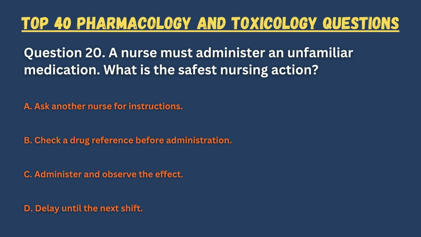Question 20. A nurse must administer an unfamiliar medication. What is the safest nursing action? A. Ask another nurse for instructions. B. Check a drug reference before administration. C. Administer and observe the effect. D. Delay until the next shift.